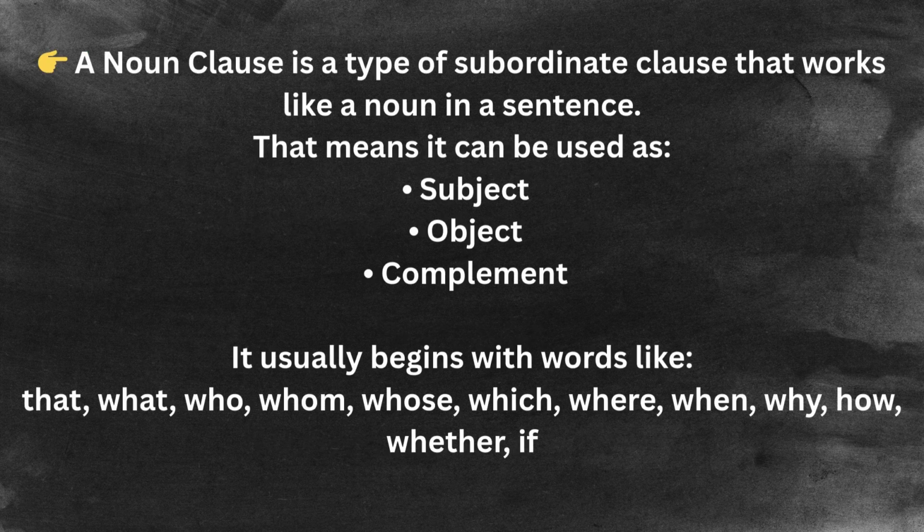A noun clause is a type of subordinate clause that works like a noun in a sentence. That means it can be used as subject, object, complement. It usually begins with words like that, what, who, whom, whose, which, where, when, why, how, whether, if.